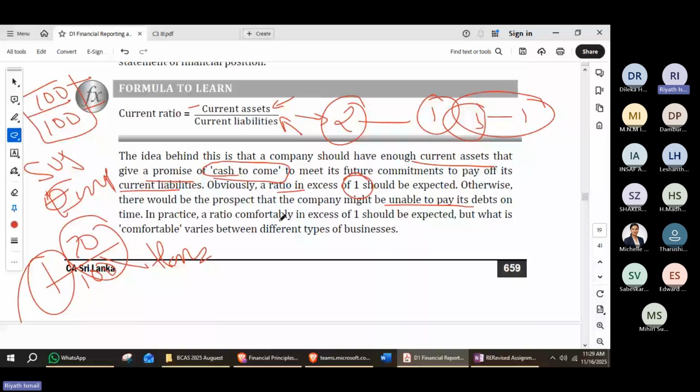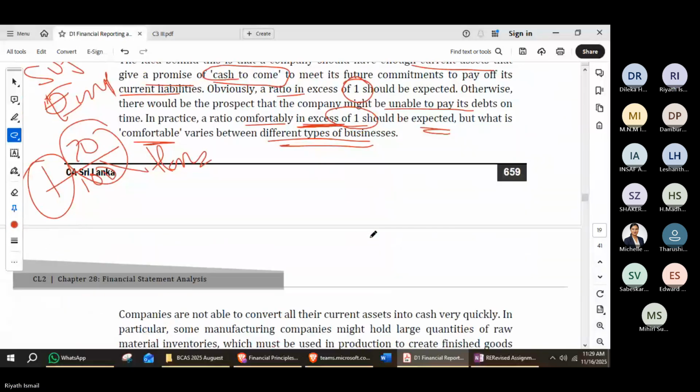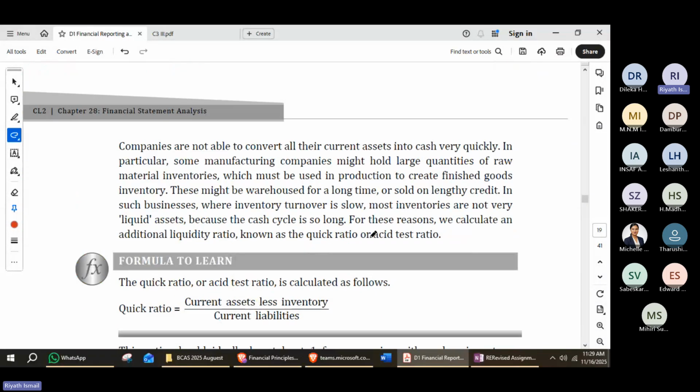In practice, a ratio in excess of one, more than one, should be expected. But what is comfortable varies between different types of business. Some businesses need more than two, more than three, like that. Some businesses, like a supermarket, are comfortable with a small ratio.